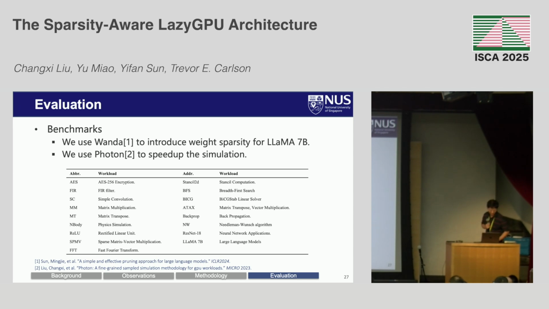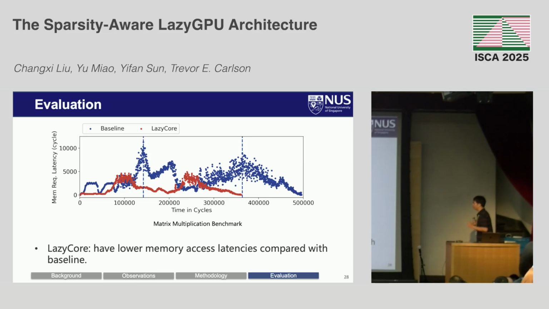It's very easy. And before I go to the results of LazyGPU, let's first see the Lazy Core. Lazy Core is our base idea, and we found that with Lazy Core, we can have a lower memory access latency compared with the baseline. You can see that along with the time, Lazy Core usually has a lower memory access latency. Why? It's because we're holding the non-urgent memory requests, which means that they don't compete with the urgent memory requests.